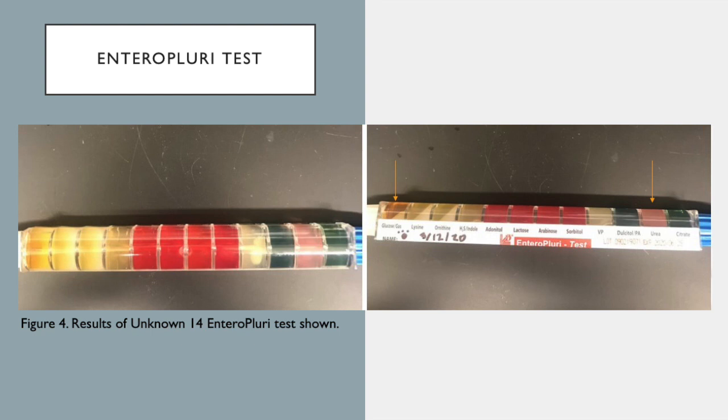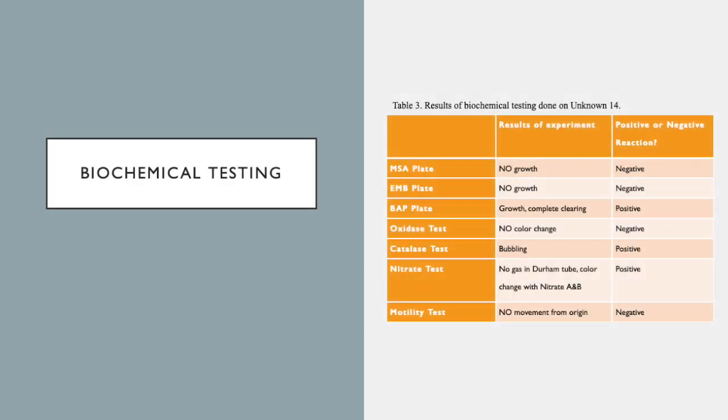Our enteral pluri test only showed positive results for glucose and urea, which are marked with orange arrows. Everything else was negative, and in the gas formations, we were unable to tell if the wax was lifted. Table 3 is a summary of the results of biochemical testing, as well as if each experiment was positive or negative for that particular reaction.